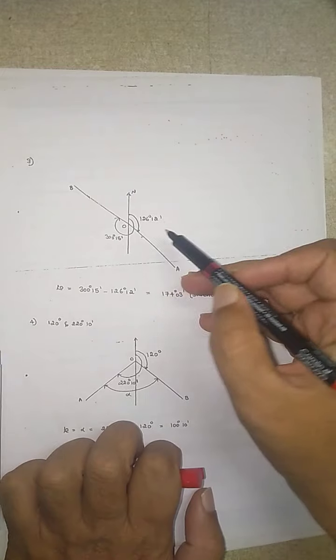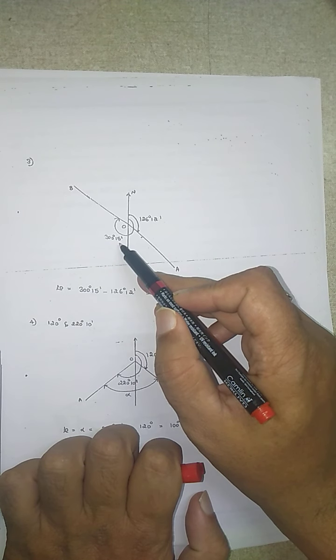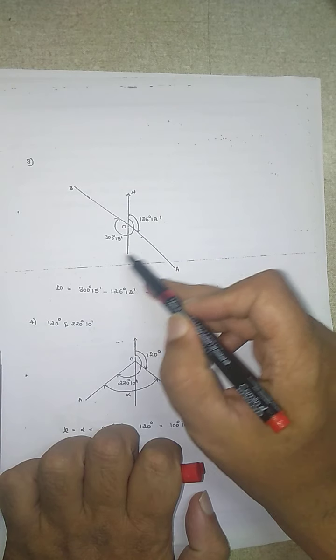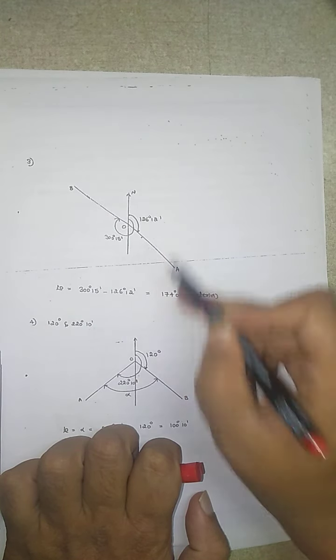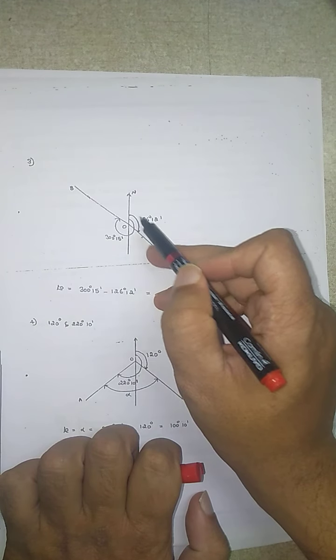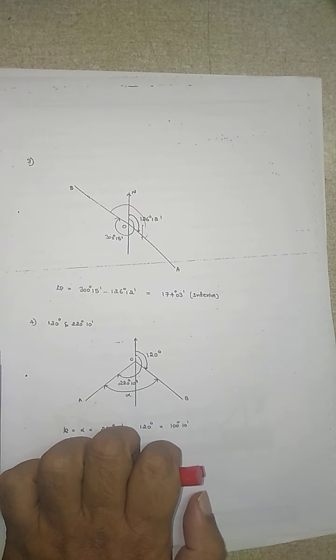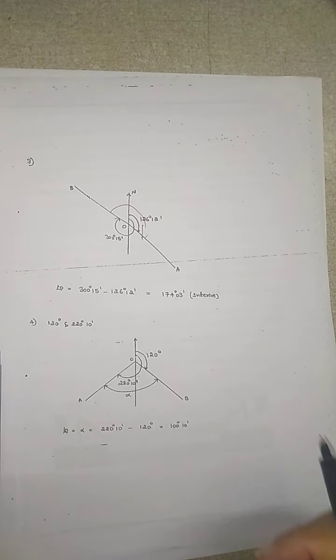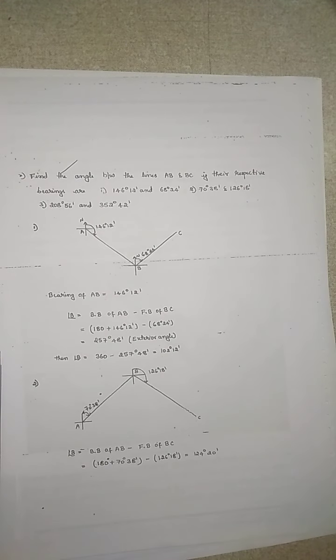Next is 126 degrees 12 minutes and 300 degrees 15 minutes. So you are going to deduct 315 minus 126 degrees 12 minutes. So the in-between angle you are going to get as 174 degrees 3 minutes. Okay, so this is how you are going to calculate the interior angles.